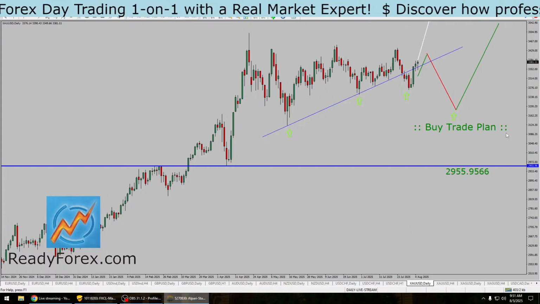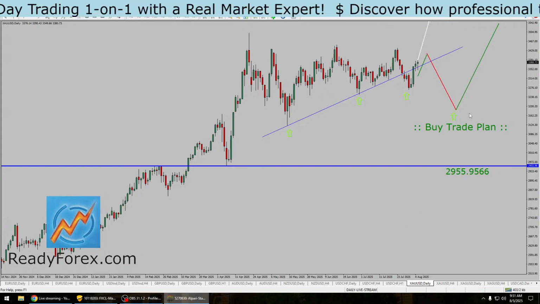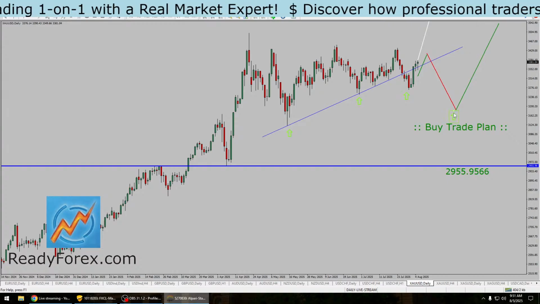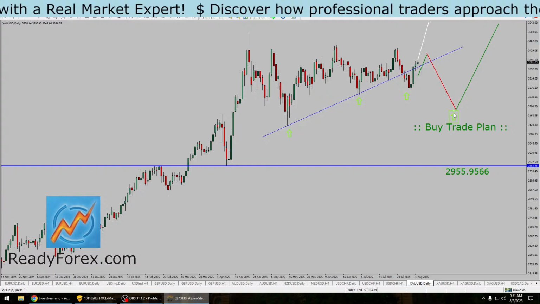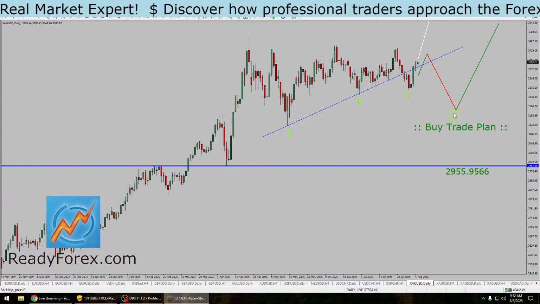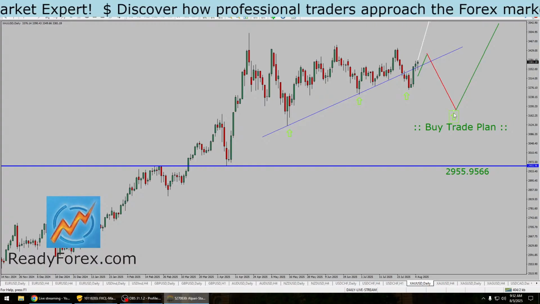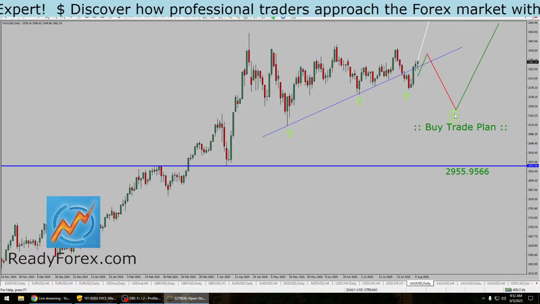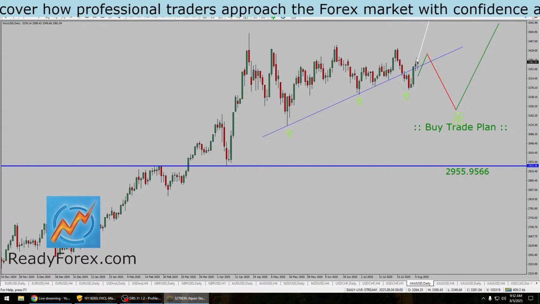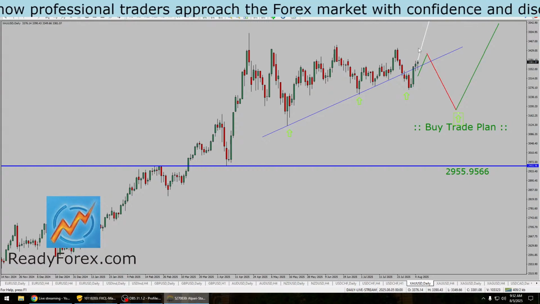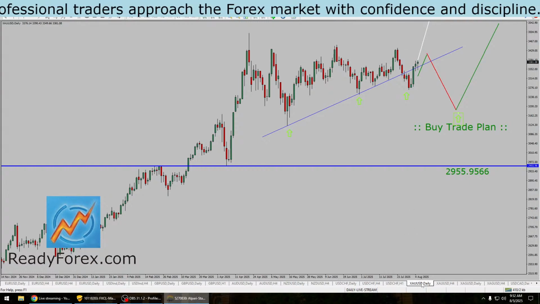I do have an alternative wave count which suggests that price action is probably going to drop. So we have this buy trade plan down over here as well, which suggests that price action is going to drop first. But the way the market is behaving, I think expect more upside in spot gold.